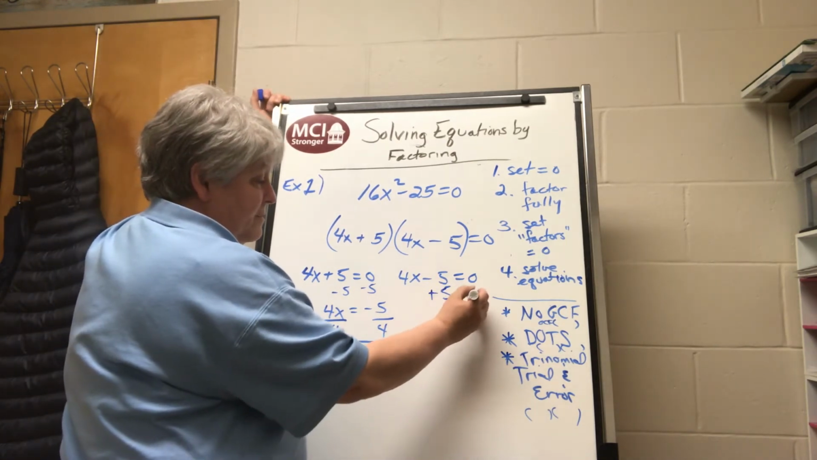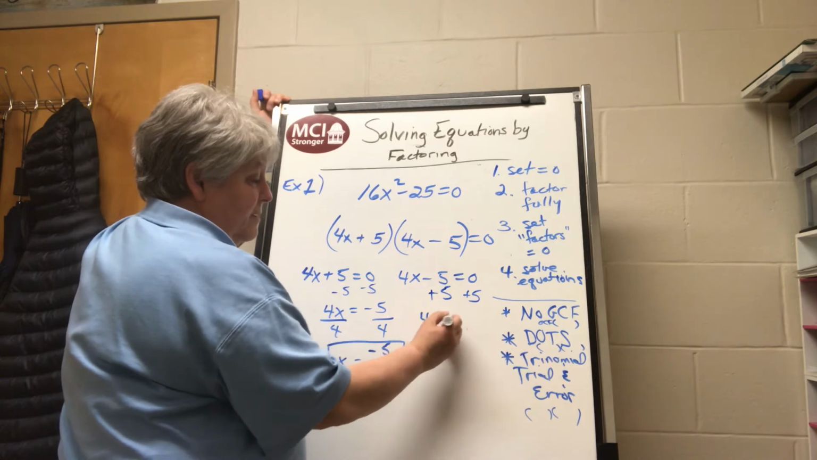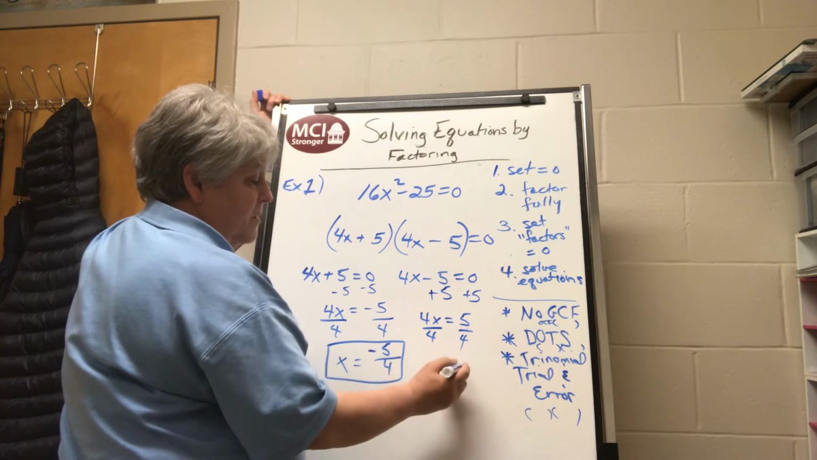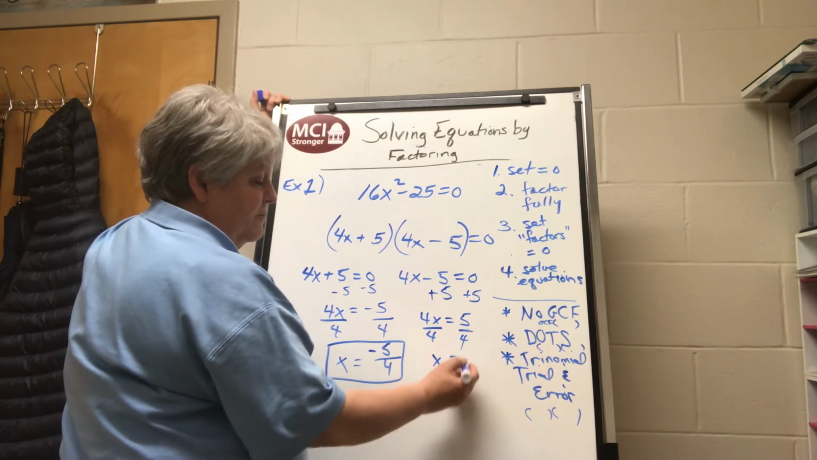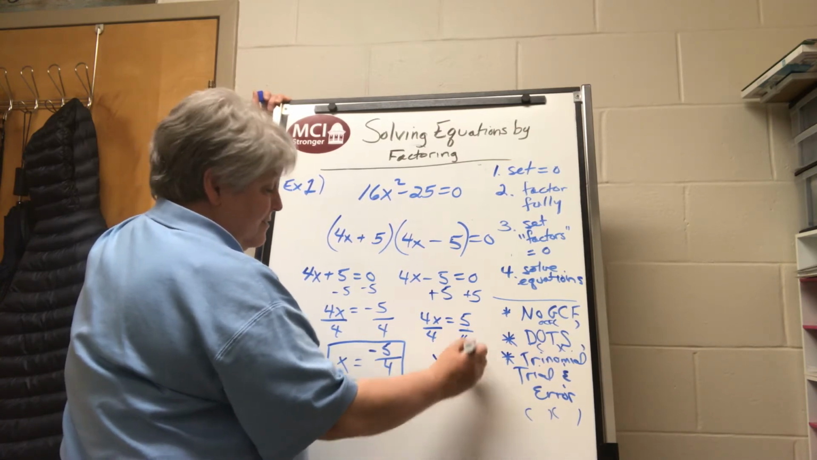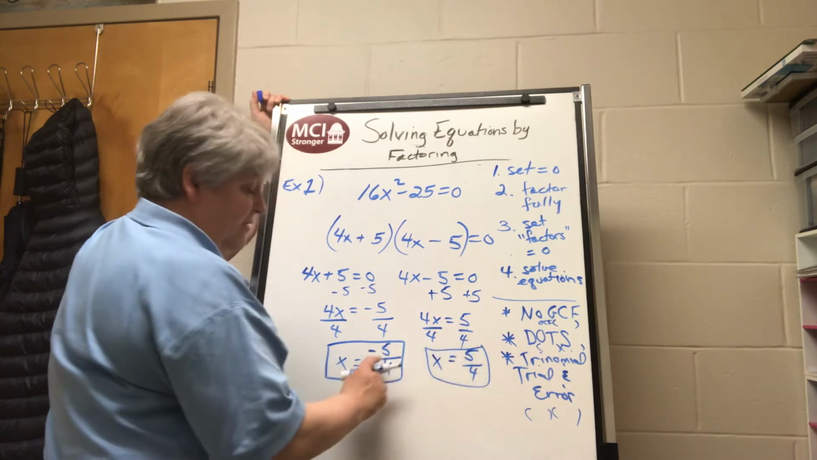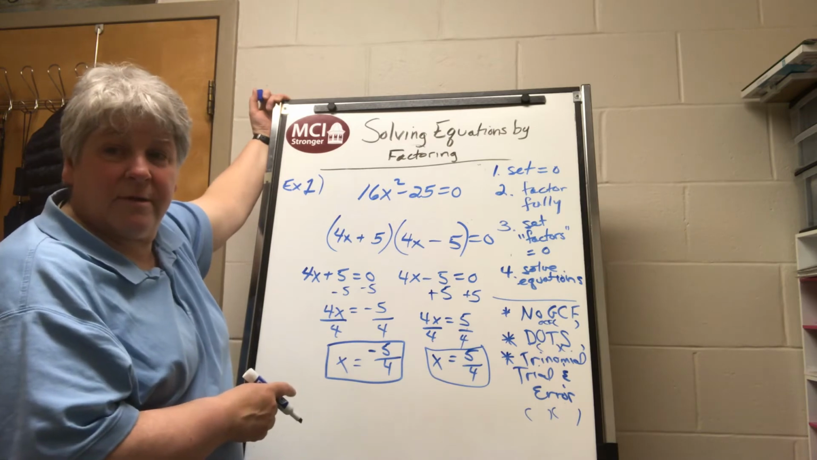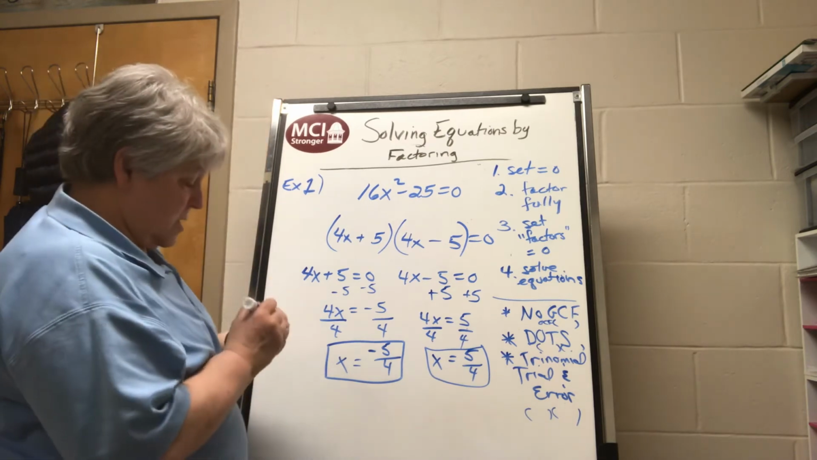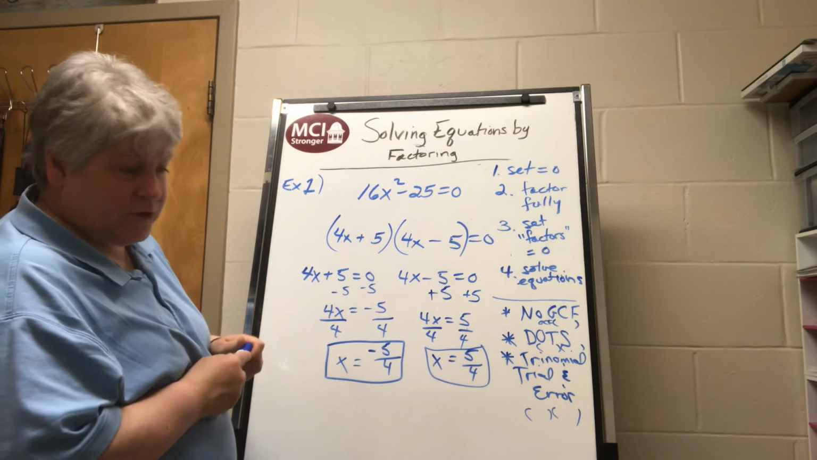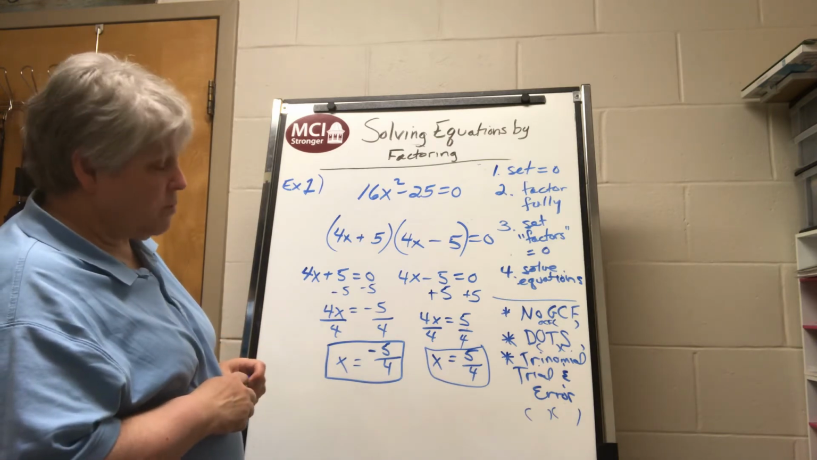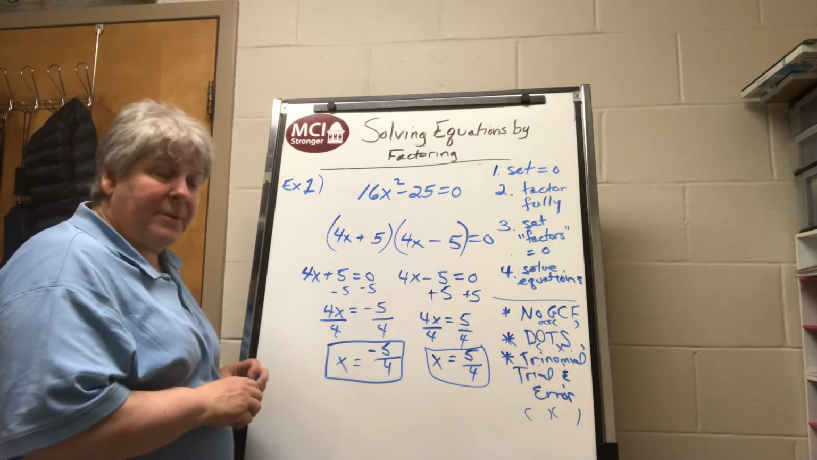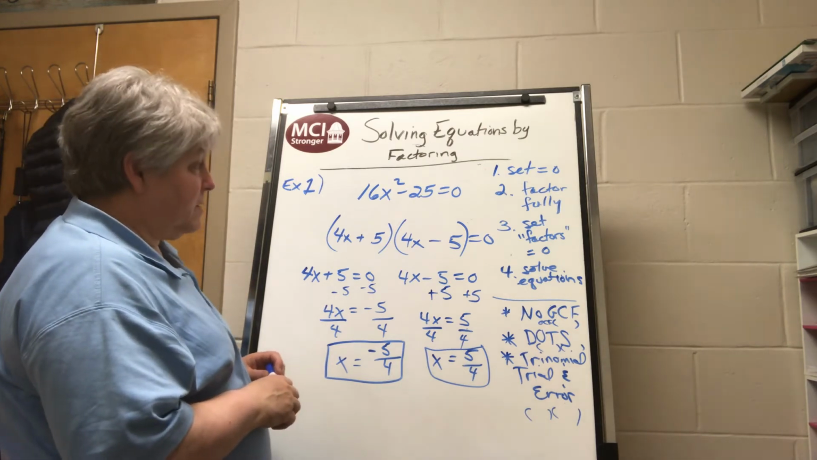Add 5. Divide by 4. X is equal to 5/4. That's not the same number as negative 5/4. So those are the two answers. Okay, take a screenshot if you wish. You all know you take a screenshot by pressing the home key and the power key on the iPad at the same time.